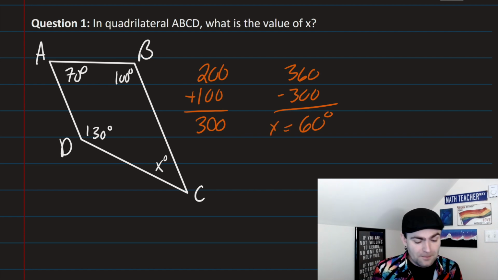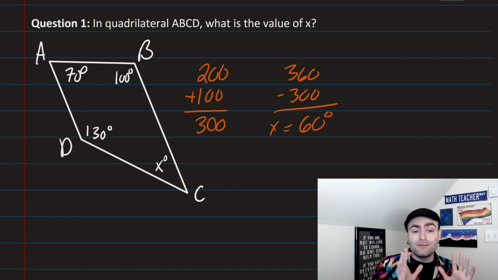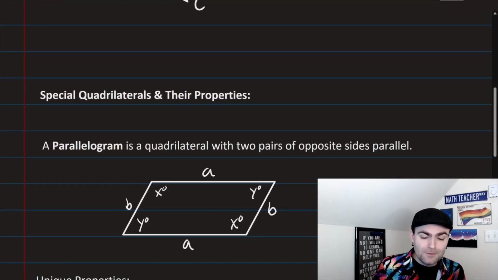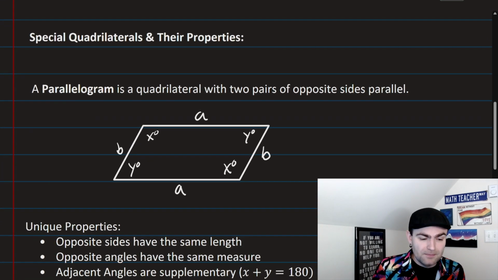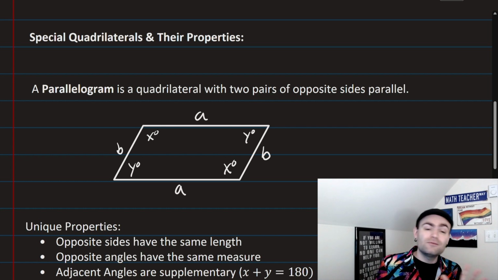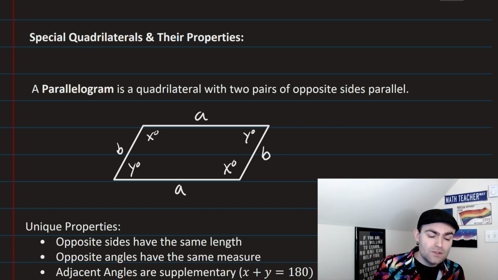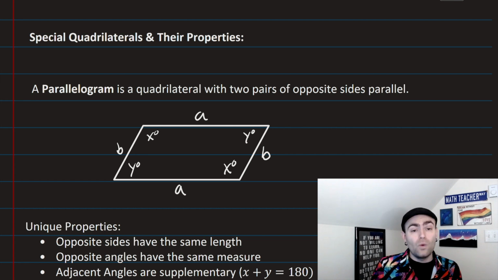Not too bad, right? Now, let's talk about some special quadrilaterals. Some quadrilaterals have special properties about them, and we'll discuss. The first one is a parallelogram. A parallelogram is a quadrilateral, and fits all of the definitions of a quadrilateral. In addition, its opposite sides are parallel. So this side here and this side here would be parallel, and this side here and this side here would be parallel.